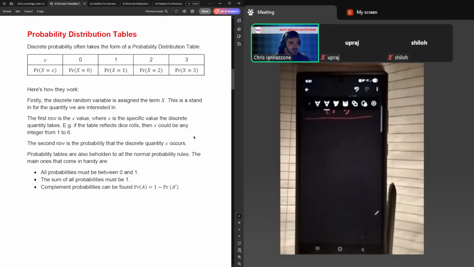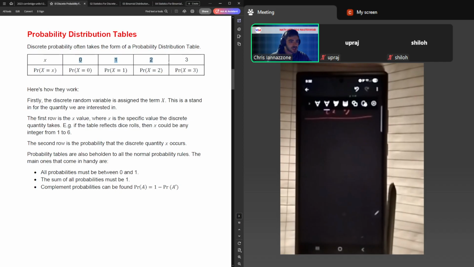The way we typically represent discrete probability is with probability distribution tables, and they look like this. Well, let's take a step back. The first thing of note would be capital X. Capital X is the stand-in for the particular scenario that you're looking at. It's referred to as the discrete random variable. And so you'll see a set of notation there that says capital X equals little x. What little x is, is the possible values that capital X could be.